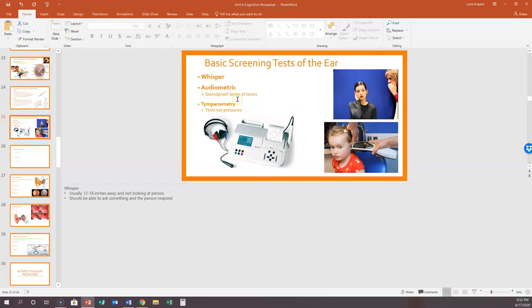Audiometric, this is a soundproof series of tones. So they listen to this device. This is a popular screening thing they do in schools. You raise one hand if you hear the beep, and the other hand if you hear the beep on the other side, and that kind of thing. This one tests the pressures in the ear. This one I've used quite a few times just to see if the tympanic membrane is picking up those pressures like it's supposed to be.